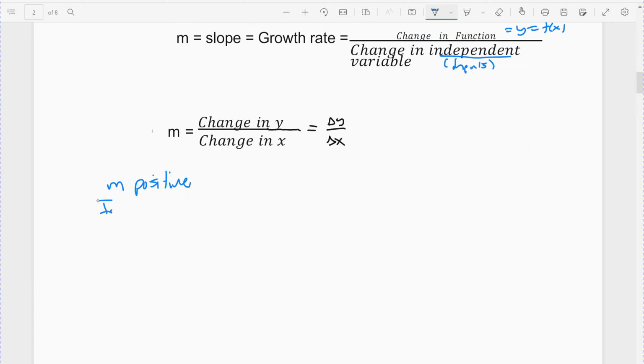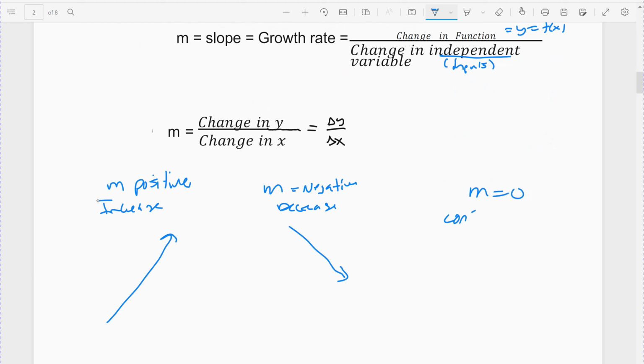If slope comes out positive, it's an increase. The bigger the number means my line is moving up. If slope is negative, it's a decrease. It means my line is moving down, and slope can come out 0. This is a constant or horizontal line. It means it's flat, neither increasing nor decreasing, right?